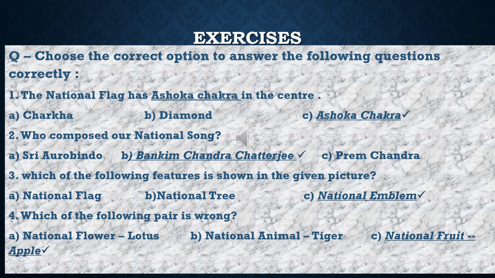Who composed the national song? Sri Aurobindo, Bankim Chandra Chatterjee, Prem Chandra. The correct answer is Bankim Chandra Chatterjee. Which of the following features is shown in the given pictures? National flag, national tree, national emblem. National emblem.